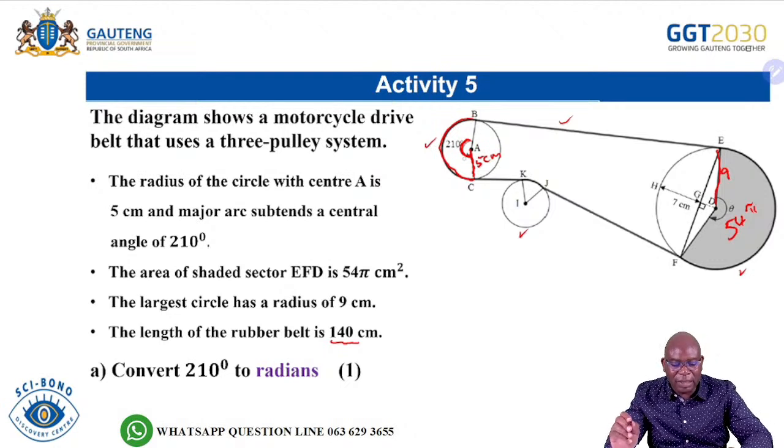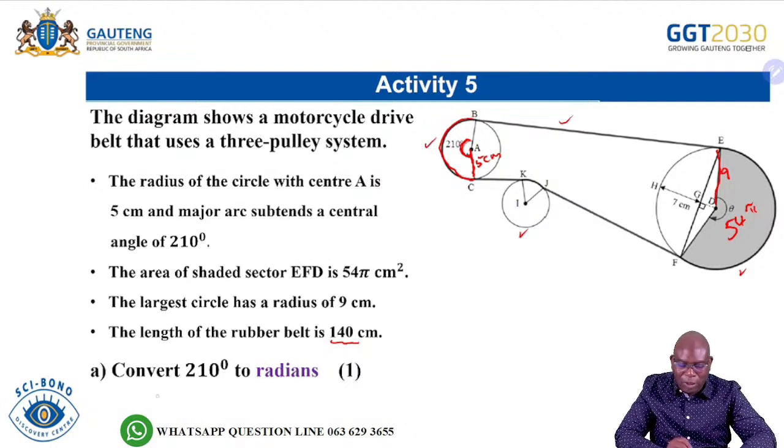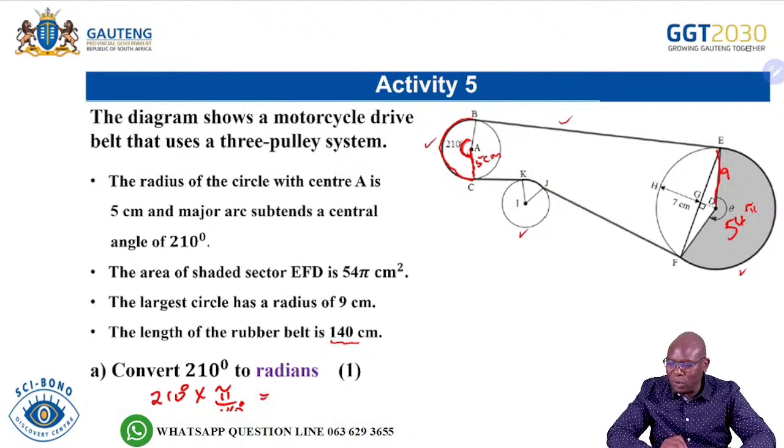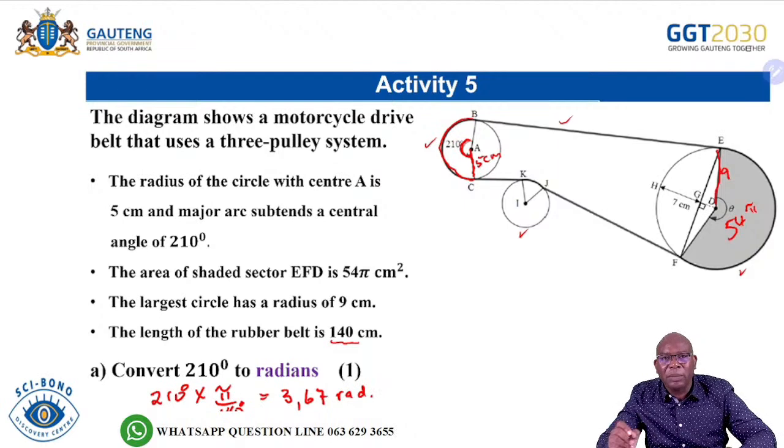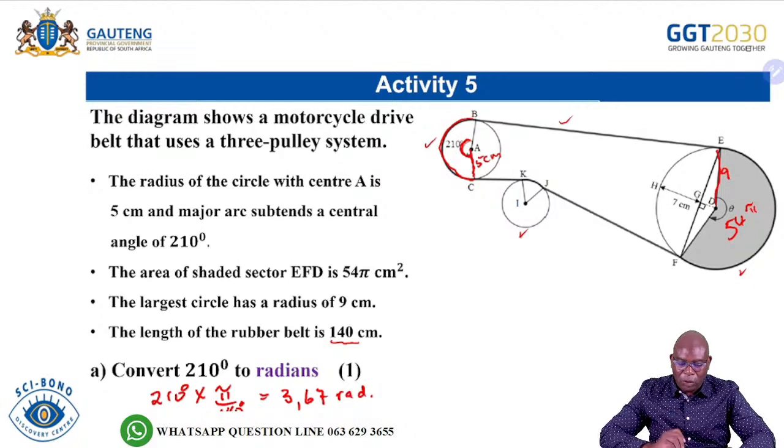The first question there, it says, convert 210 to radians. Easy question. Remember, we've done a lot of questions on this one. So how do I convert 210 to radians? I'm going to say 210 multiplied by pi over 180 degrees. And the answer that I'm going to get there is 3.67 radians. You can write it in decimal, or you can write it as a fraction with pi, not a problem. So you still get a mark for that. It's only 1 mark.